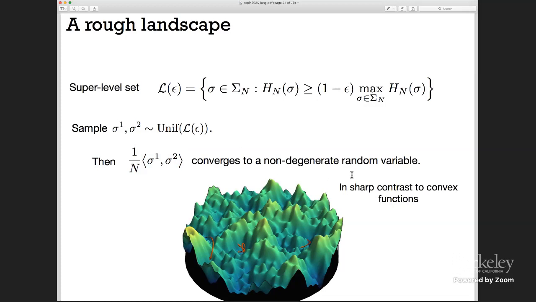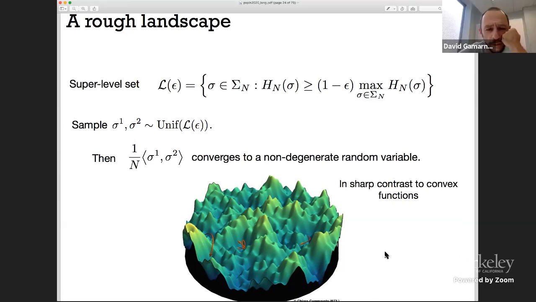And this is in very sharp contrast with convex functions. Indeed, if you have a convex function and you consider the super level set at any level epsilon, that will be a convex set. The uniform measure over a convex set will be log concave, therefore it will enjoy a certain amount of concentration. And this inner product will indeed concentrate for a convex function. So this is very much the opposite of a convex function. Pictorially, you can see something that looks like this.